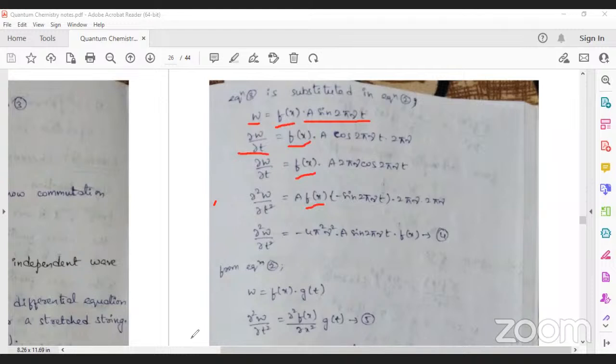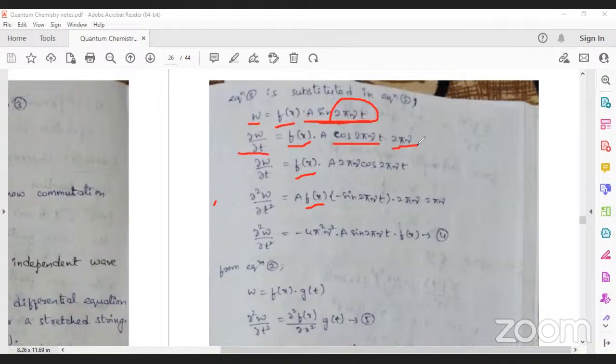Here, in the second term, time will be there. We are going to differentiate this. One time differentiation means sine becomes cos. In place of x, this entire expression will be there. That's why we will again differentiate this 2 pi nu t with respect to time.